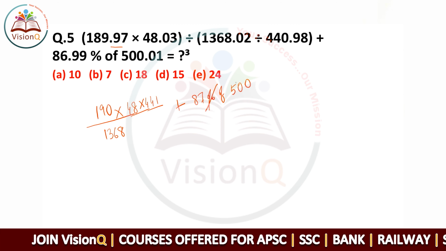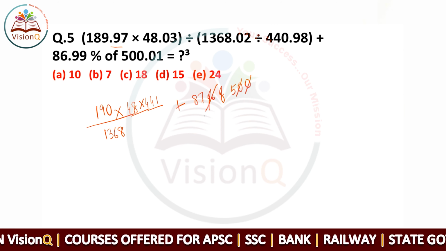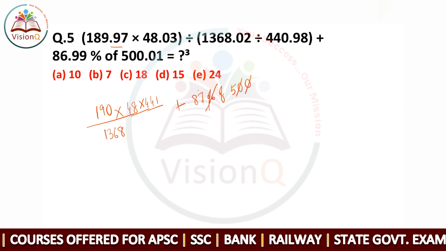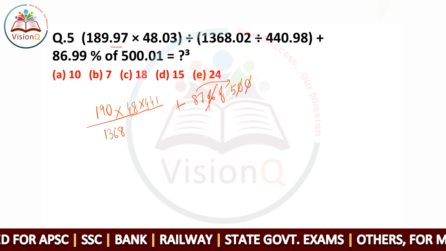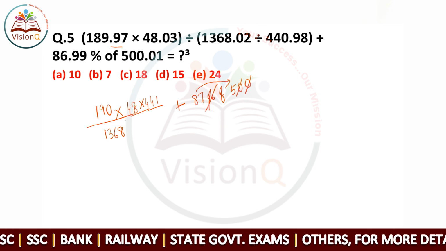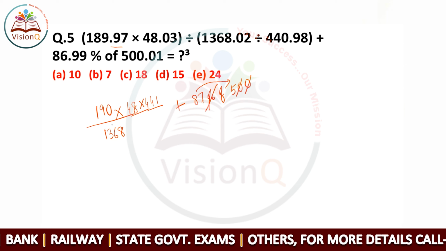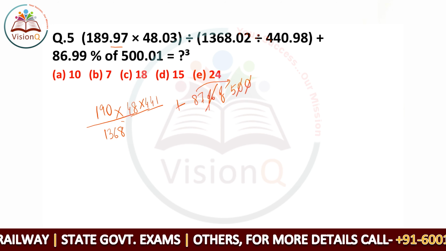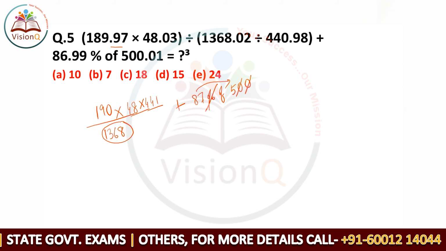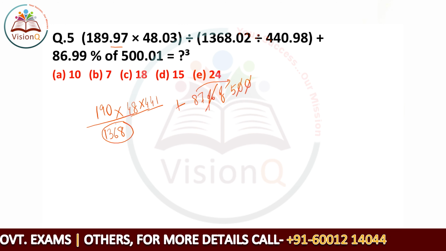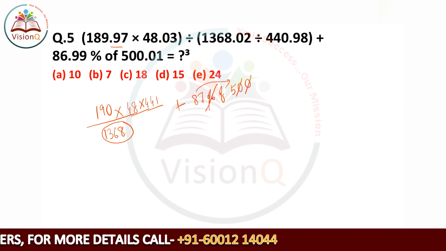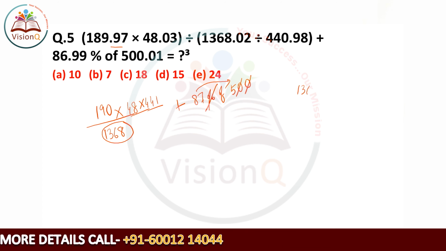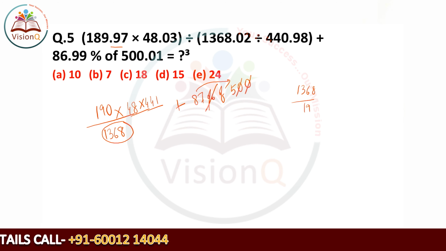Percent is always cancelled out because percent means divide by 100. So I have to multiply 87 with 5 here. Before this I have to do this part of the fraction value. I have to cancel out the common numbers here. Now I should know that 1368 is divisible by which number? 190 is divisible by 19. So I just need to see whether 1368 is divisible by 19 or not.